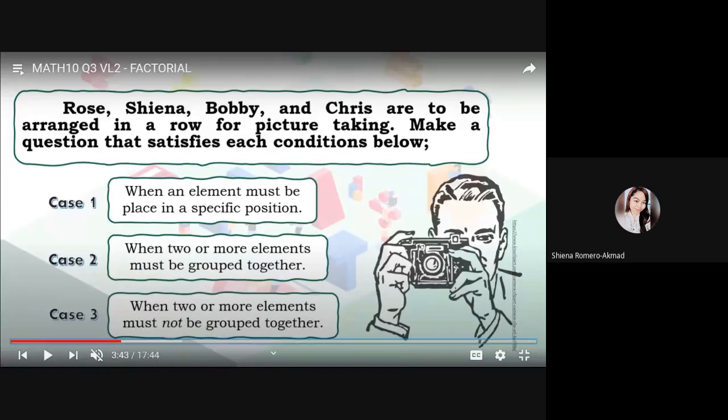Ano po? Ano si Sheena, Bobby, at Chris? Ambas. Tulungan mo na. Yes, ma'am. Bigay ka ng sitwasyon.